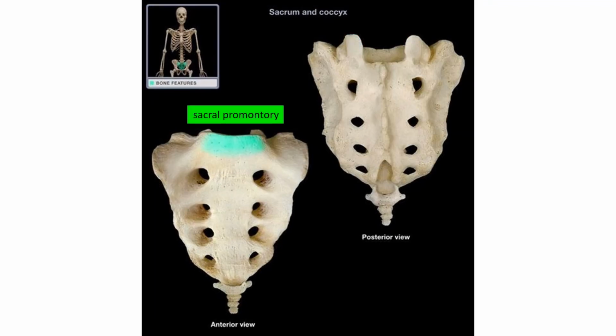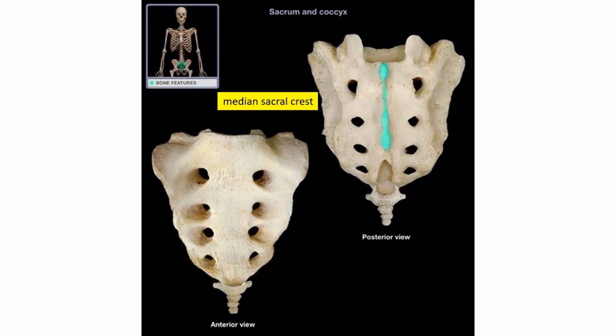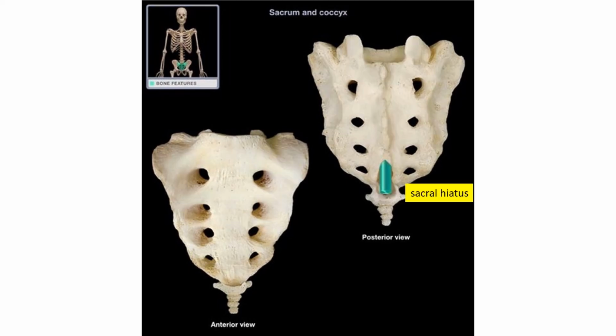In the lower left image, which is an anterior view of the sacrum, you have a prominence. You have a prominence of the body of the S1, and this is called the sacral promontory. Looking at the upper right image, which is a posterior view, you will find the spinous processes, which are almost fused together.